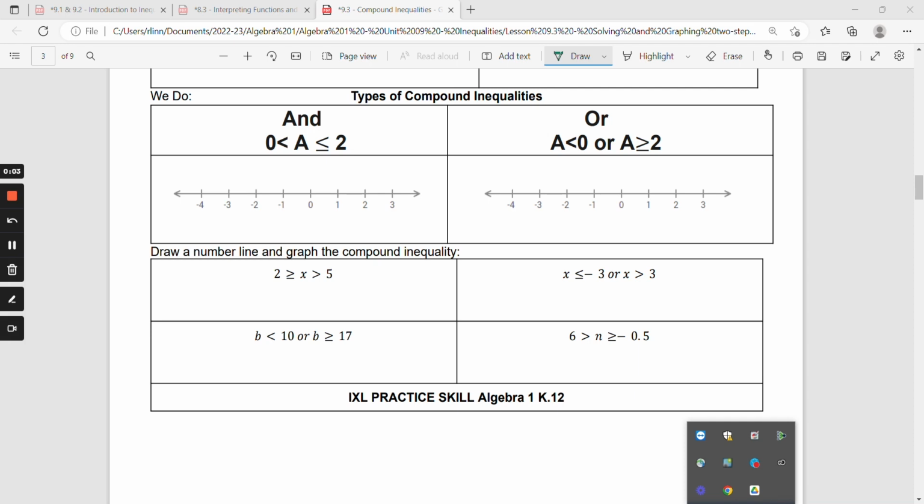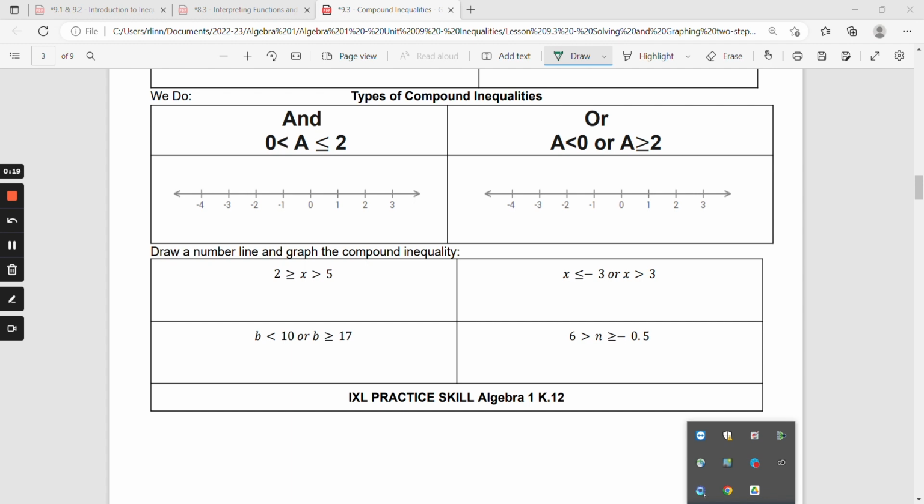So far we've dealt with simple inequalities, meaning that it just has one inequality symbol. Yesterday in this section on our guided notes, we had something such as a is less than 3, a is greater than or equal to 3. Today we're dealing with compound inequalities.